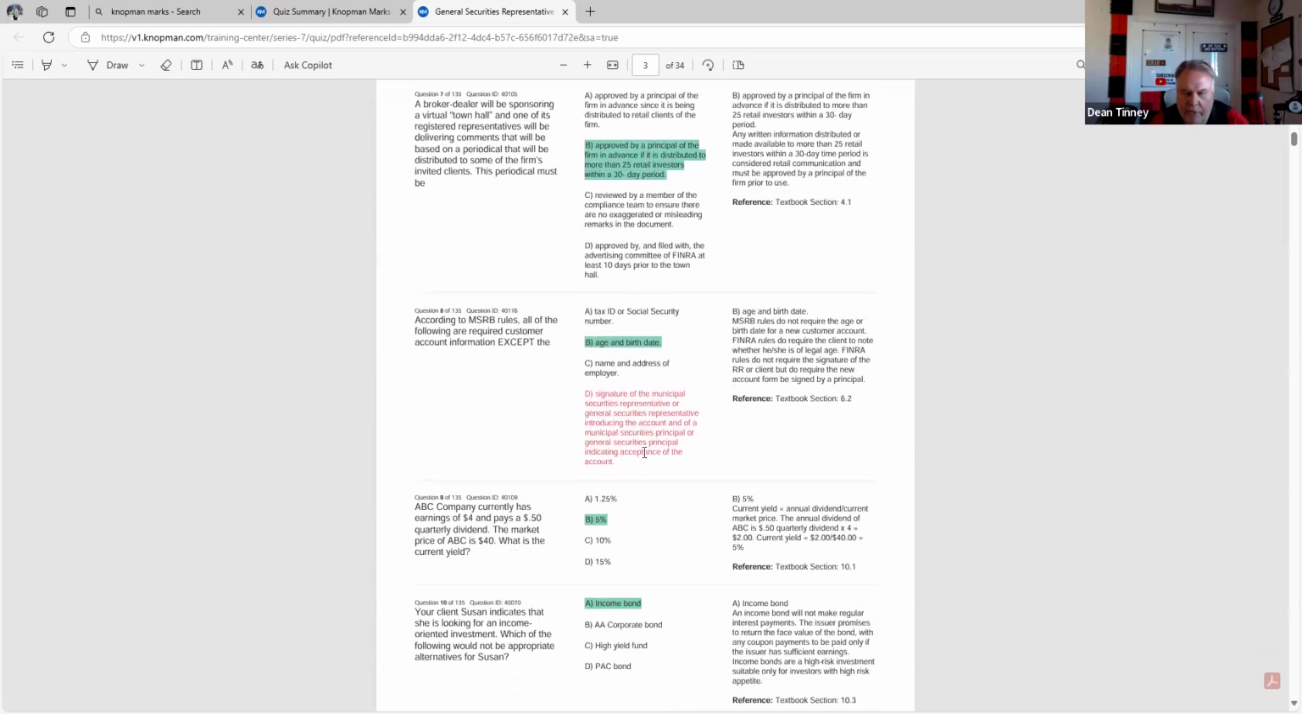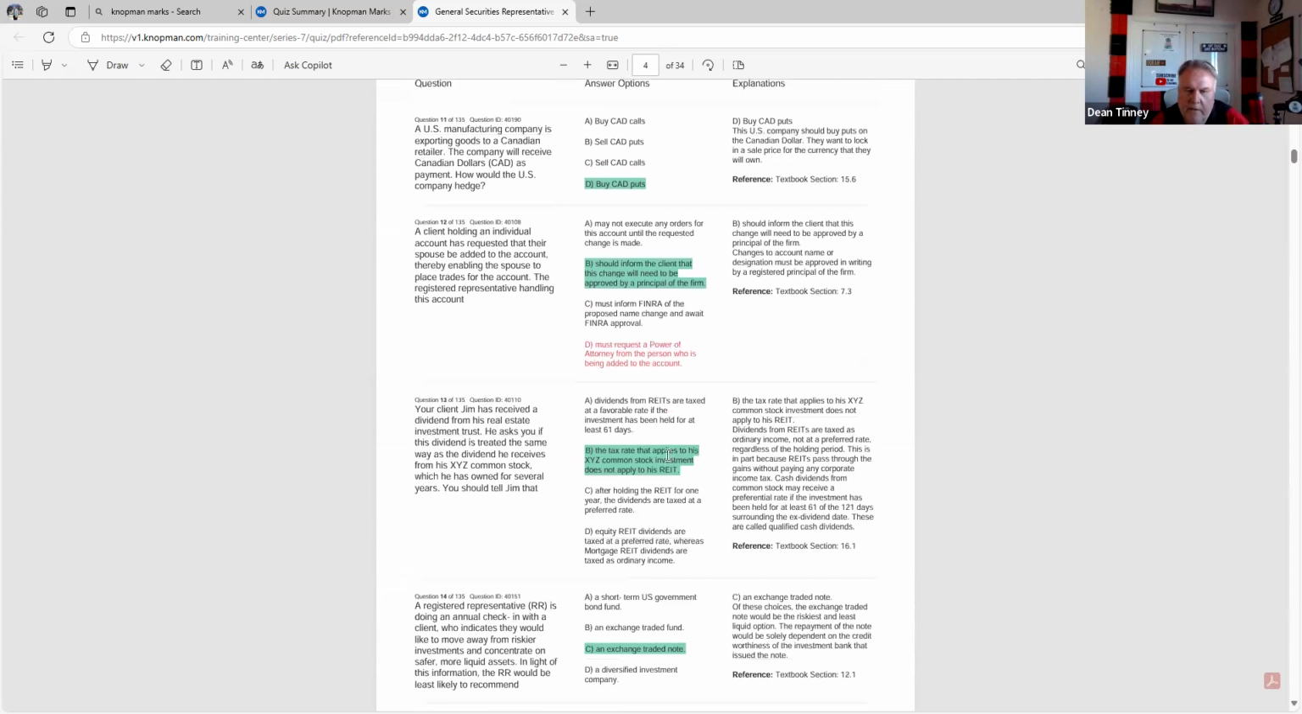Age and birth, the signature of the muni principal representative is required. Now that's kind of interesting. They're saying there's a distinction between the MSRB. Must request a power of attorney. I don't know how we missed that. Did we not click that button? I think we said he needs trading authorization. Did I just hit the wrong button on that one?